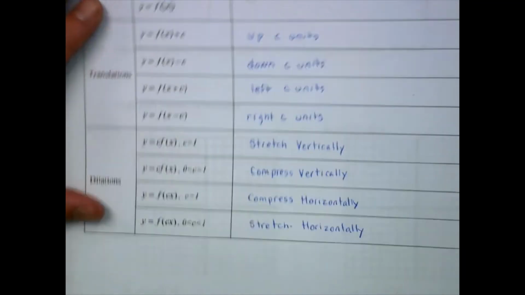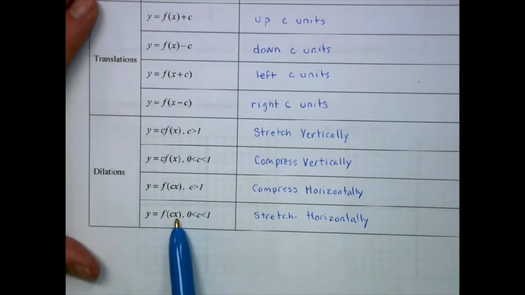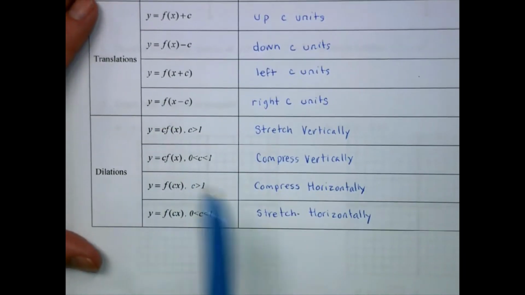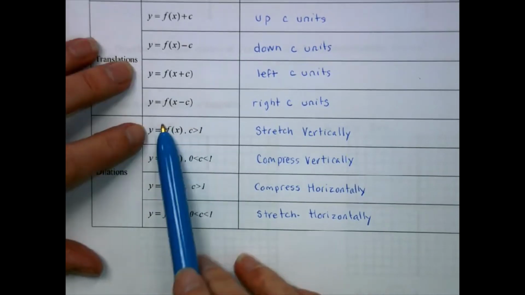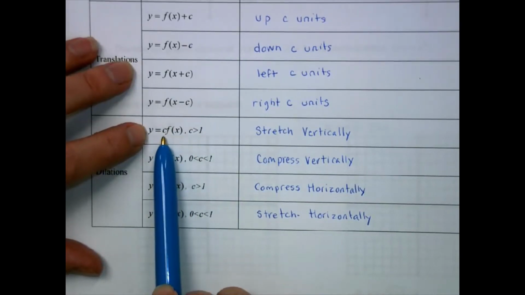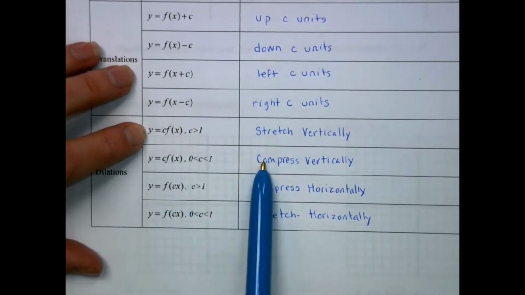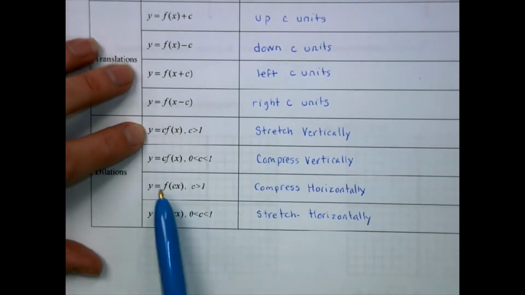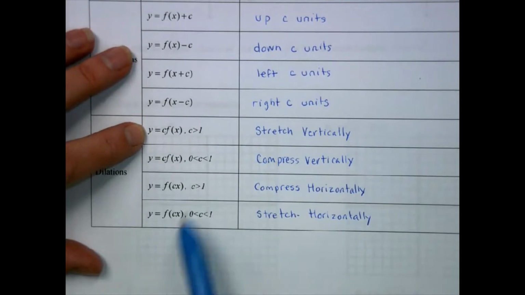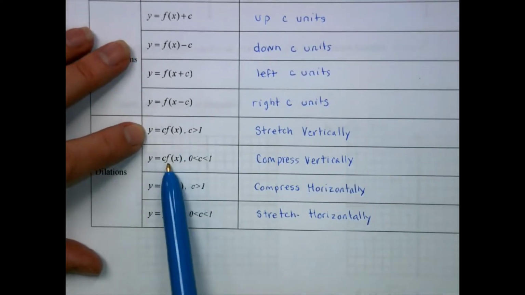And then if it's a multiplication, it's a dilation. It's going to stretch or compress. So if it's on the outside, if it's bigger than 1, it stretches it vertically. Between 0 and 1, it compresses it vertically. And you can think about amplitude, if you've got an amplitude of 2 versus an amplitude of 1/2.